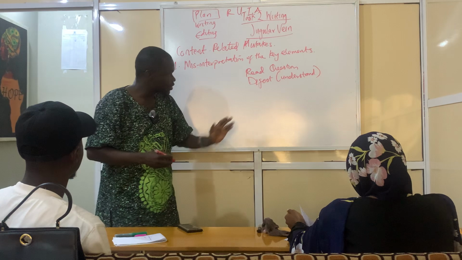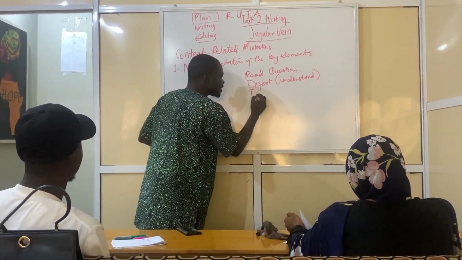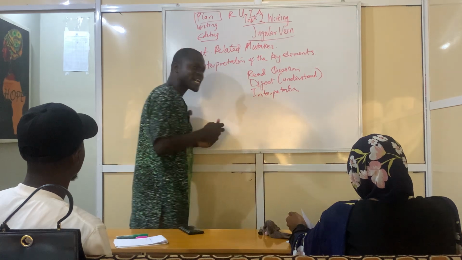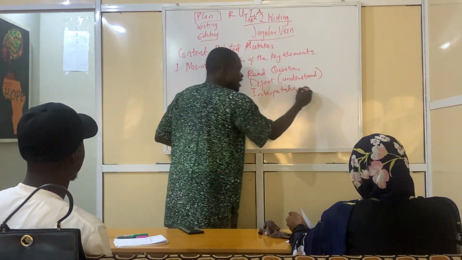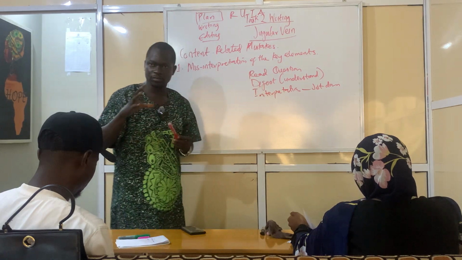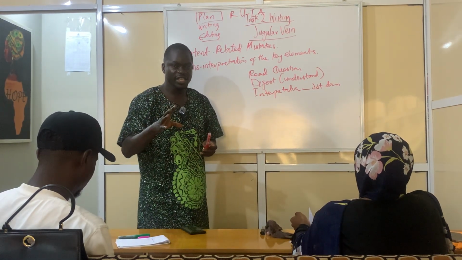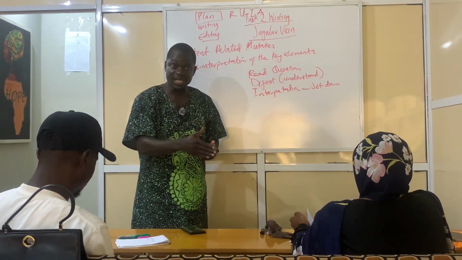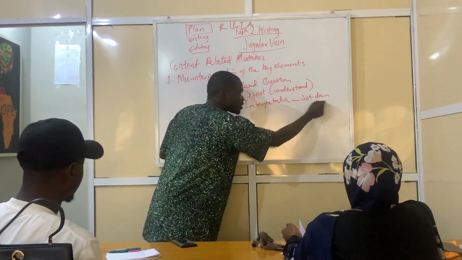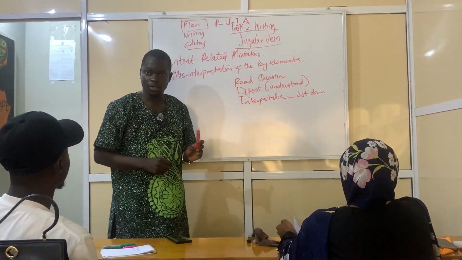So the next one is now what? You interpret. In interpretation, what it means is this: you try to jot down your points. You jot them down. Maybe I'm to write an advantages and disadvantages essay. I will write two advantages and jot them down on my question paper.